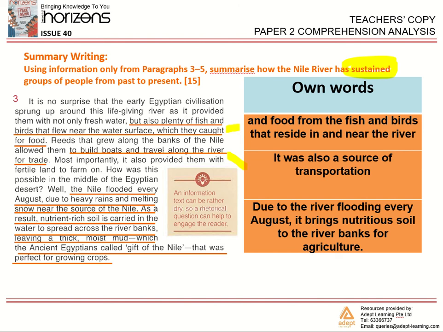Well, the Nile flooded every August due to heavy rains and melting snow at the source of the Nile. As a result, nutrient-rich soils carried in the water spread across the riverbanks, leaving a thick, moist mud which the ancient Egyptians called the gift of the Nile, which was perfect for growing crops.